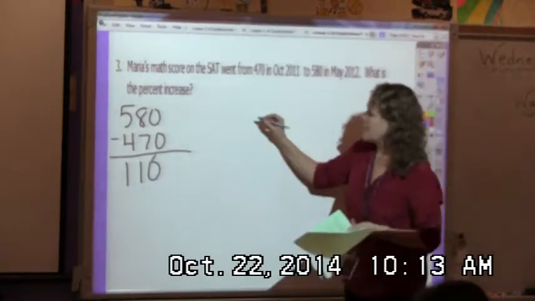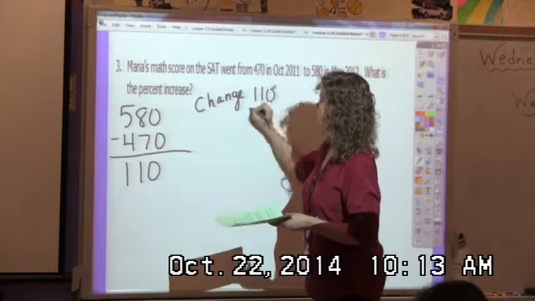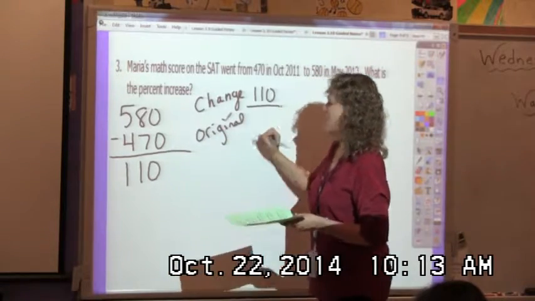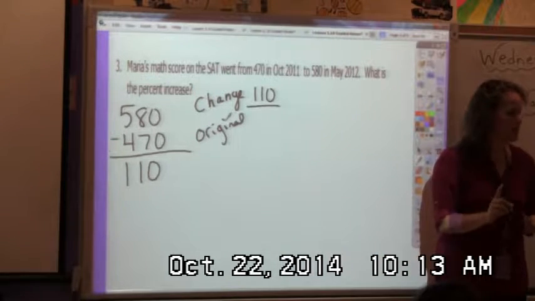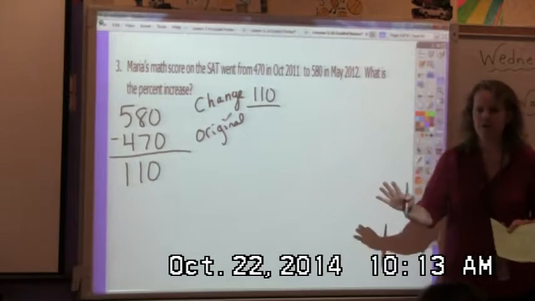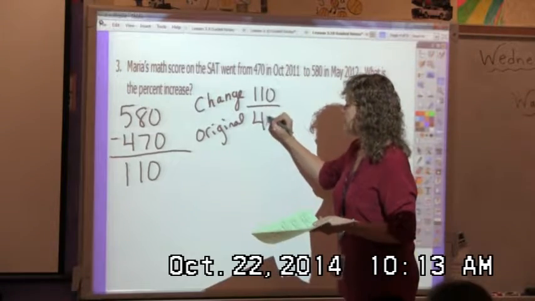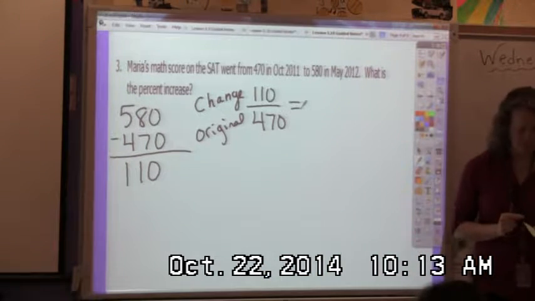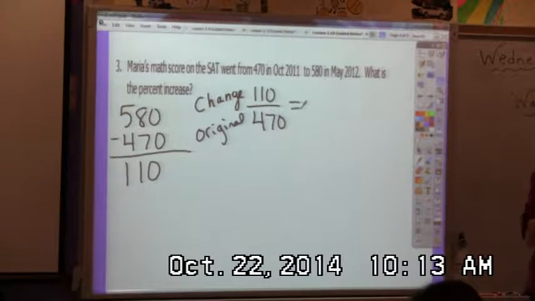All right. So that was the change. We put our change on the top. Then we put the original score on the bottom. What was her original score on the math part? 470. Good. Just reread for a second, make sure you're picking the right number. 470 goes on the bottom, that was her original score. Top divided by bottom.